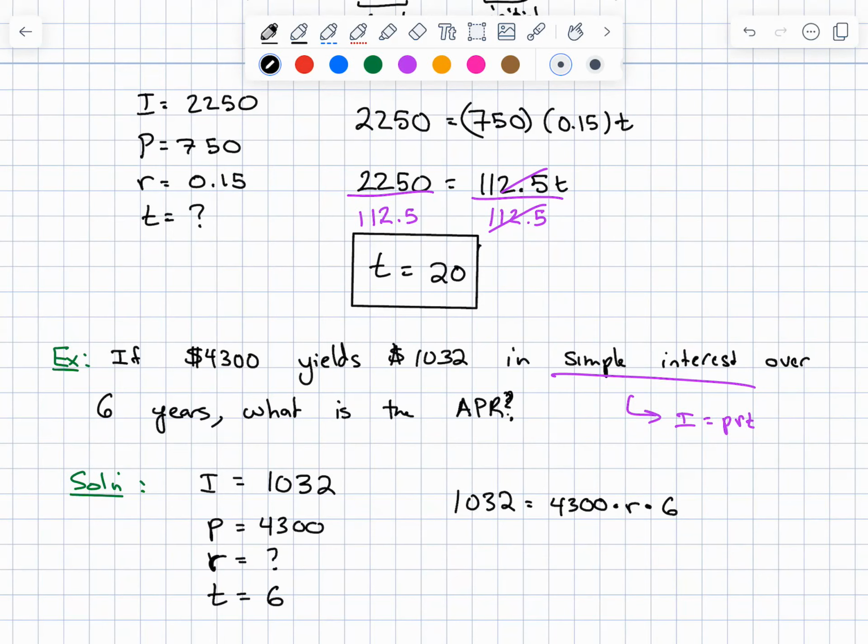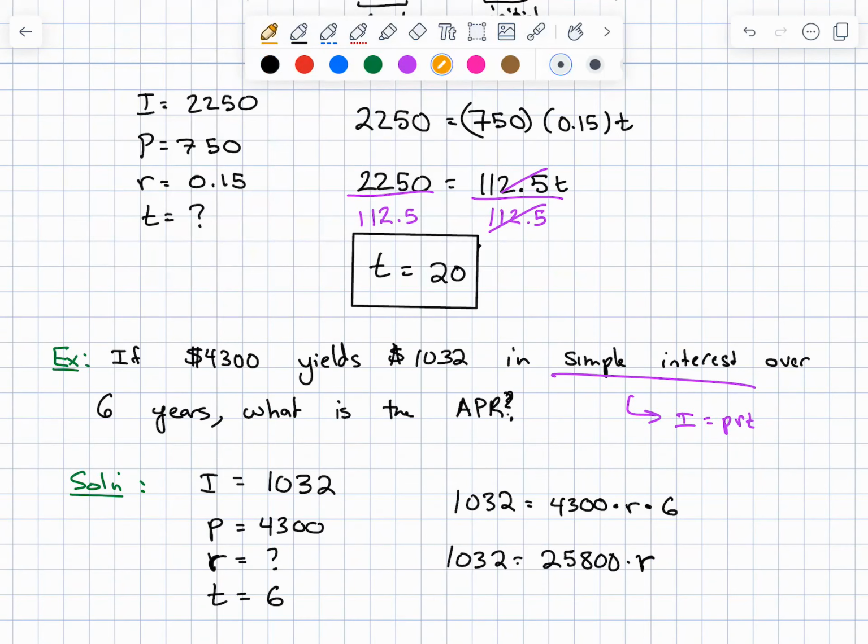So we're just going to multiply the 4,300 times the 6 and get 1032 is equal to, so 4,300 times 6 is 25,800 times R. And if you're looking at this and saying, oh no, that's going to be a pretty small number, is that okay? It is. We'll divide both sides.